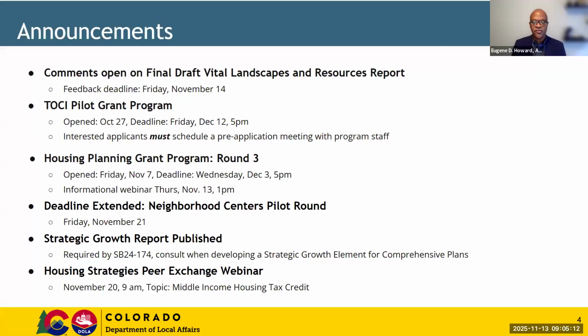But before we do that, we do want to start with some announcements. We've got quite a few things on the slate. First and foremost, we have published our draft Vital Landscapes and Resources report. That report is open and available for review and comment. And so we encourage anyone that's curious about what's contained in that report or has a community that looks like and feels like vital landscapes, we would encourage you to take a look at the report and provide any comments. We are taking comments through close of business tomorrow.